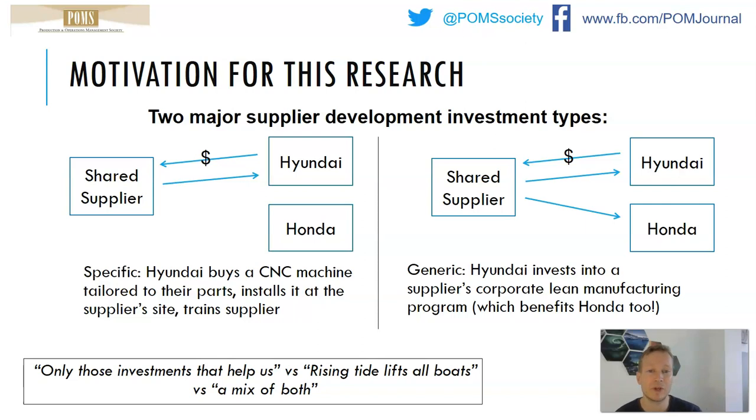An example of generic investment is when Hyundai invests into a supplier's corporate lean manufacturing program, while they know that this benefits a rival such as Honda too. But they're not too worried about such a spillover. So what do buyers really want? Do they want only those investments that help us? Or do they want to take an opposite perspective of the rising tide lifts all boats, which means that those spillovers from generic supplier development in the end help all supply chain parties? Or should the buyers maybe even invest in a mix of both types?